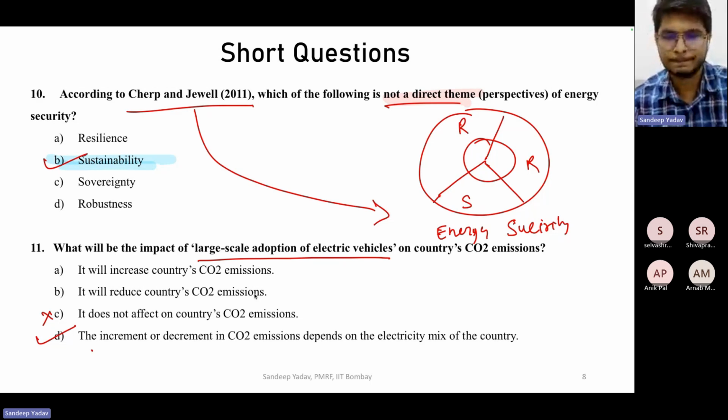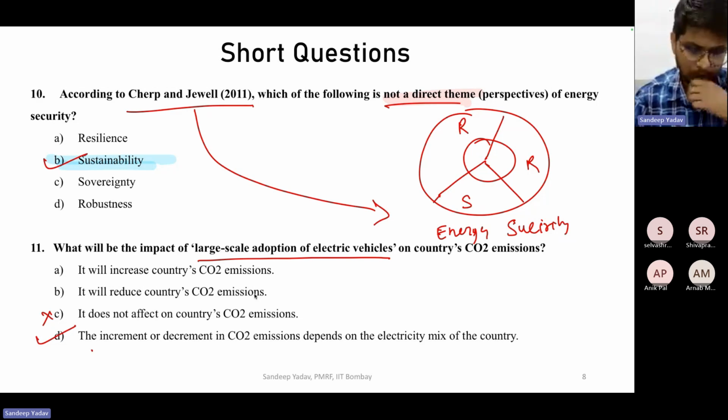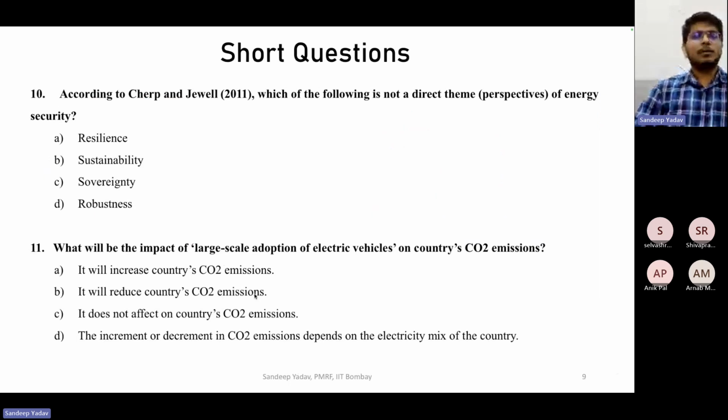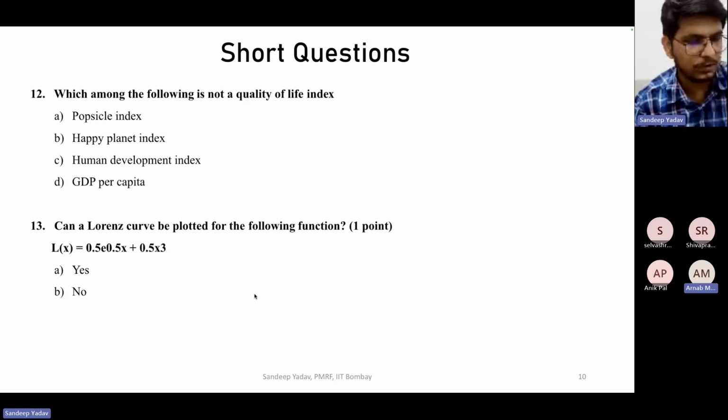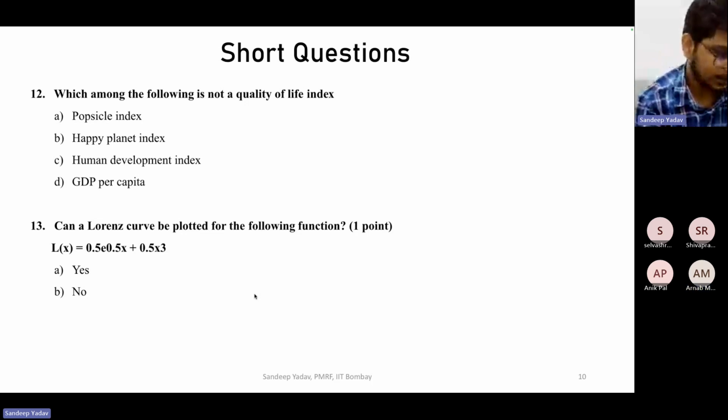Having any doubt? Okay, moving ahead. This is the same question, repeated. Sorry, repeated. Which among the following is not a quality of life index? This is the same question reframed. What is not a quality of life index? Answer it quickly. GDP per capita. Option D, correct.